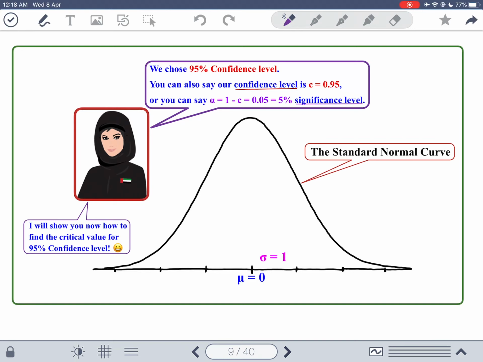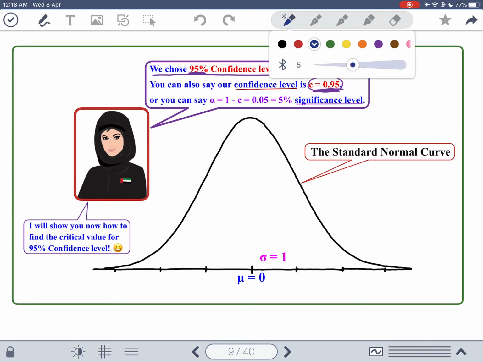So now she tells you, we chose a 95% confidence level. That's the confidence level, and we denote it by C. So if you say, I want a 95% confidence level, you set C equals 0.95. Leonids is also trying to tell you that we can use the significance level. There is something called the significance level, which is 1 minus the confidence level, and we denote it by alpha.